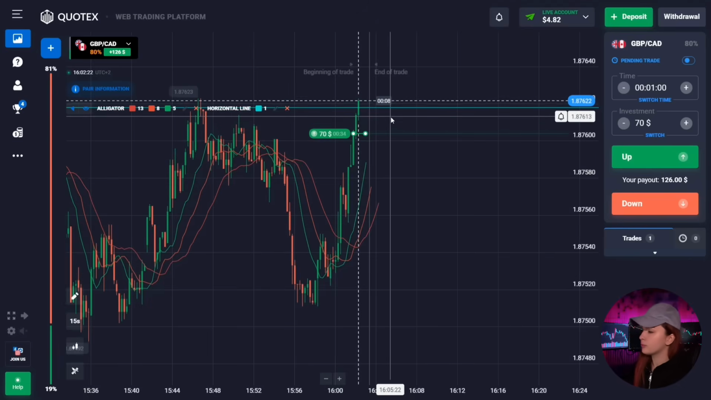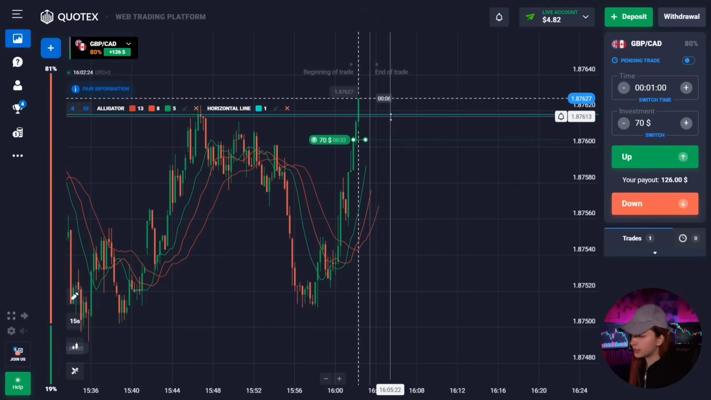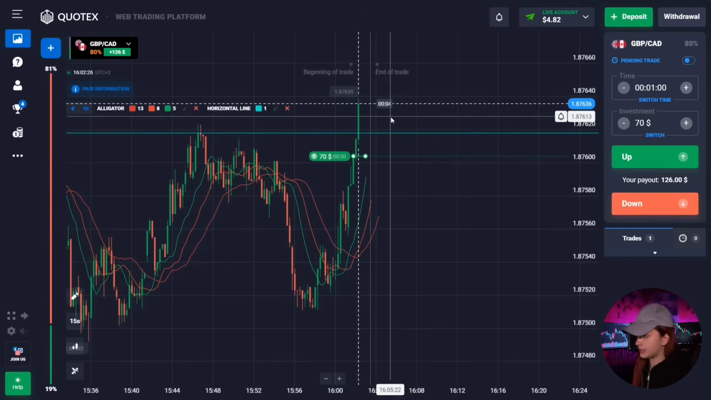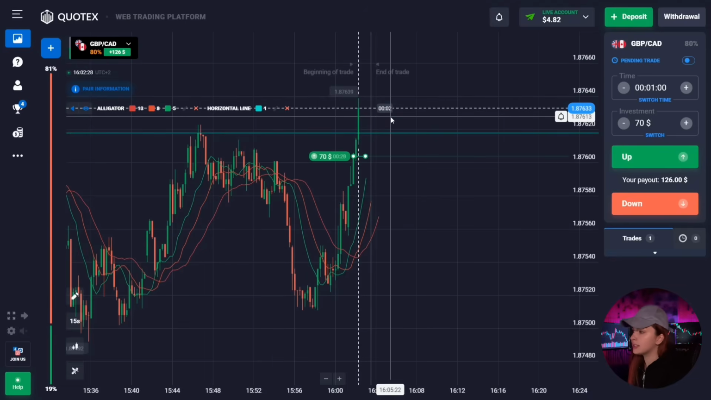Guys, since the price is moving quite impulsively, I think that 1 minute will be enough in this case. Right now, we can see that confident, impulsive green candles are still forming, and so let's wait for the outcome.